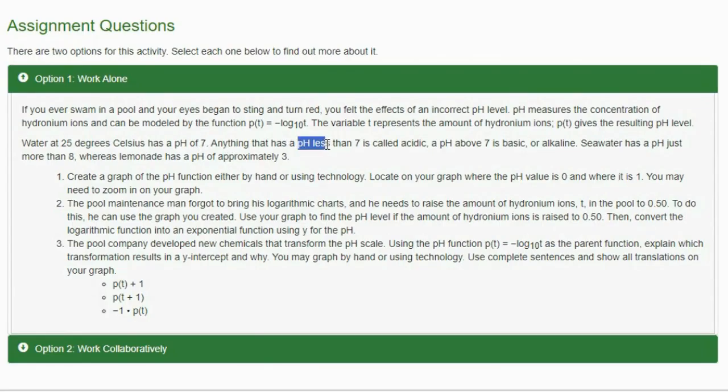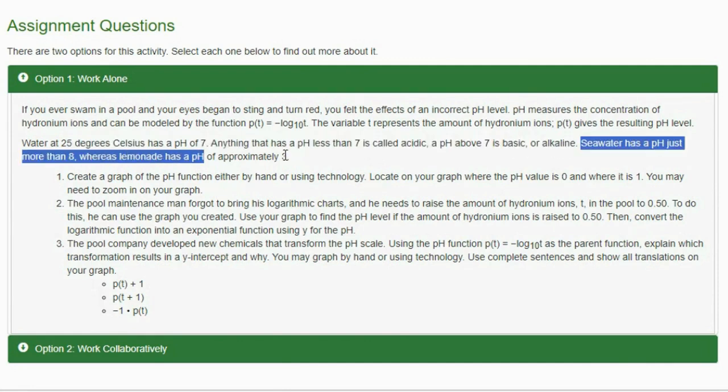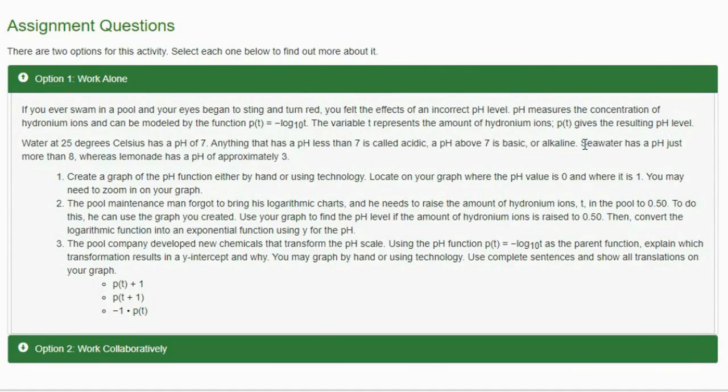Anything that has a pH less than 7 is called acidic, like soda pop, right? Coca-Cola has a number lower than 7. A pH above 7 is called basic or alkaline, right? It's non-acidic. Seawater is basic because salt cancels out acid. It has a pH of more than 8, so it's higher than the 7.